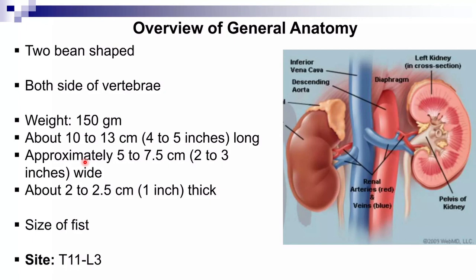But before discussing the functions of the kidney, let us first understand the anatomy and physiology of the kidney, which will help us to better understand the functions of the kidney. You have two kidneys in the human body and these are bean shaped structures. They stay on both sides of the vertebra, and one kidney weighs almost 150 grams. It measures around 10 to 13 centimeters in length, the width will be around 5 to 7.5 centimeters, and around 2 to 3 centimeters thickness. And it is almost the size of a fist.